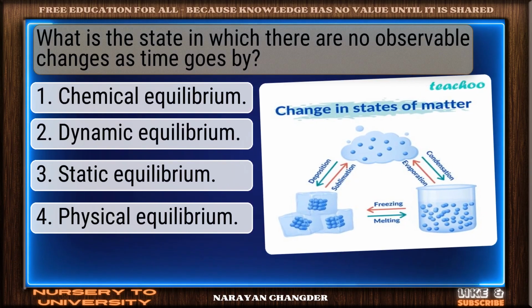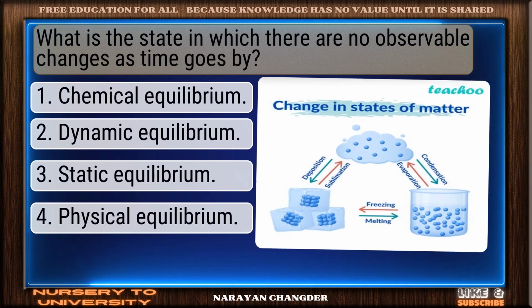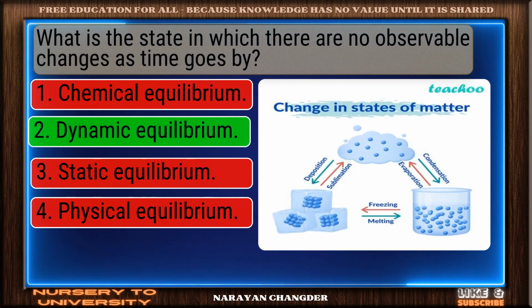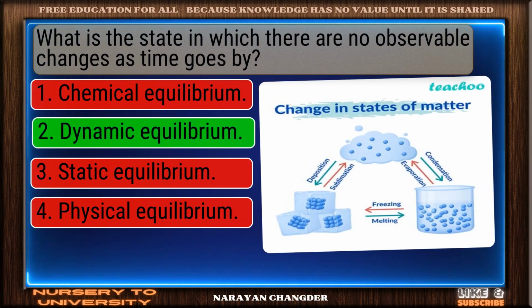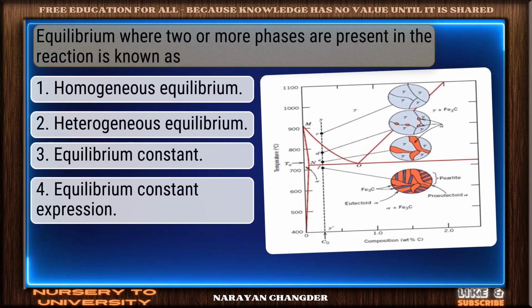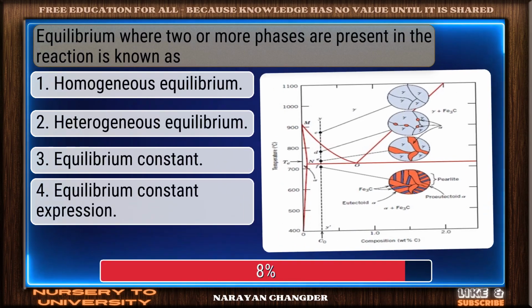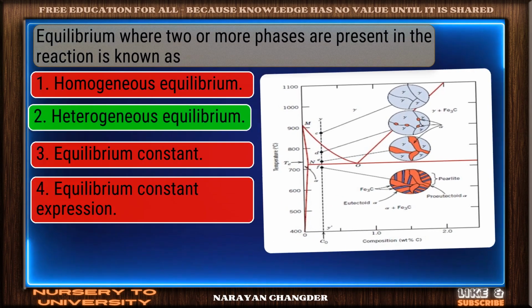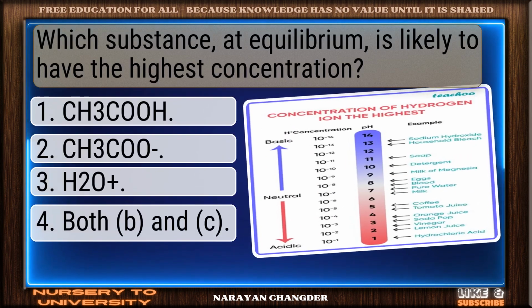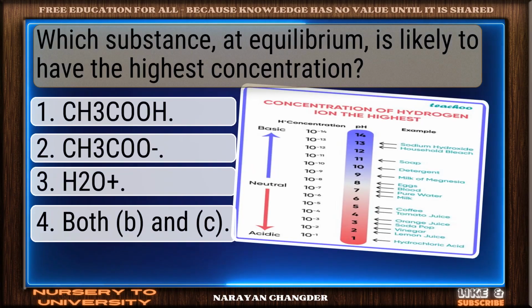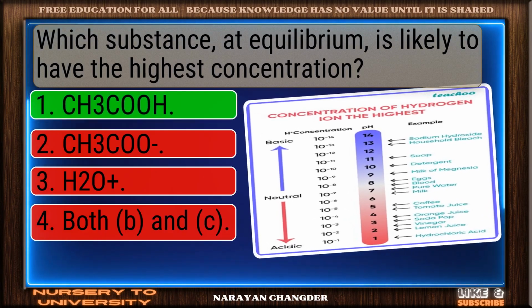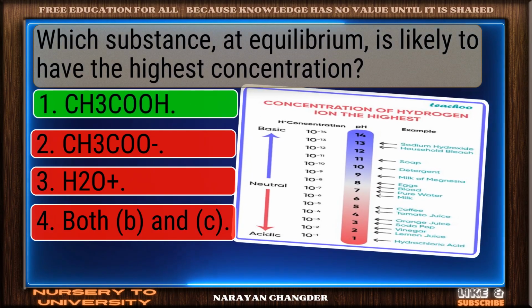What is the state in which there are no observable changes as time goes by? Good thinking. Dynamic equilibrium is the right answer. Equilibrium, where two or more phases are present in the reaction, is known as... Good job. Heterogeneous equilibrium works well here. Which substance at equilibrium is likely to have the highest concentration? Nice work. You chose 3Cu, and it is correct.